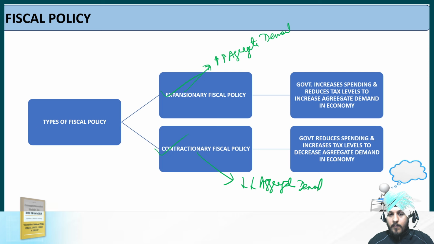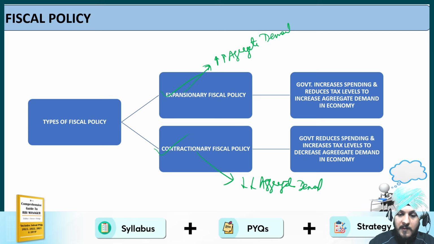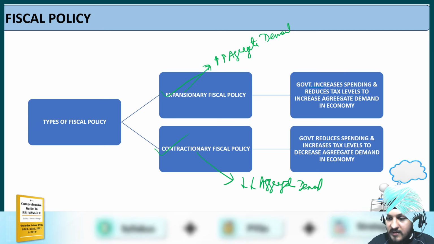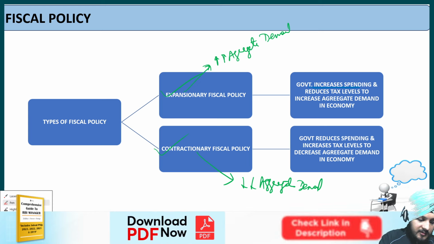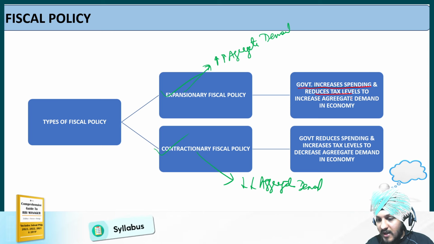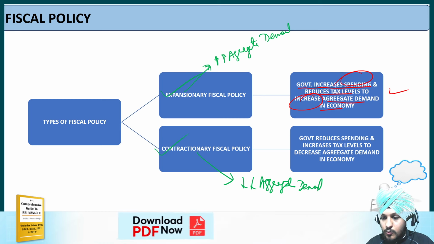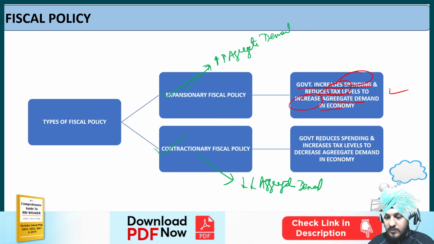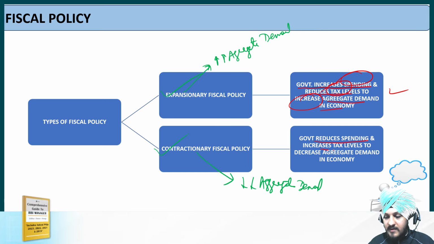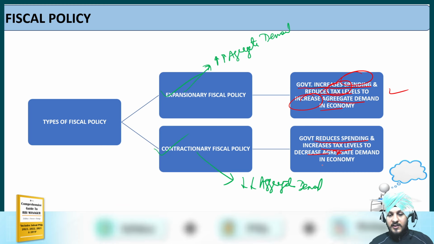Now let us move back to the slide, and now you will be able to understand it in a much easier manner. So expansionary fiscal policy means the government increases spending. Let me change the ink. So the government increases spending and reduces tax levels to increase aggregate demand in the economy. We have seen how the government does that with the help of its tools. Similarly, the contractionary policy means the government reduces spending and increases tax levels to decrease aggregate demand in the economy. So that's what the contractionary and the expansionary policy means.